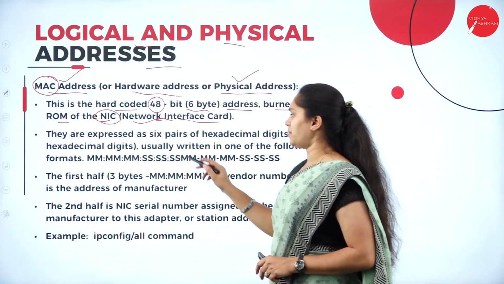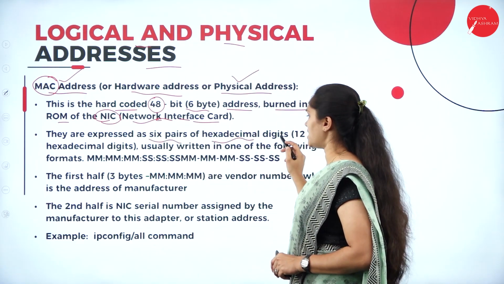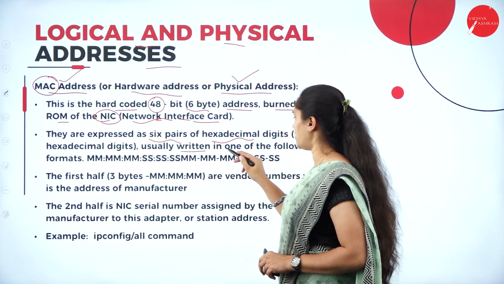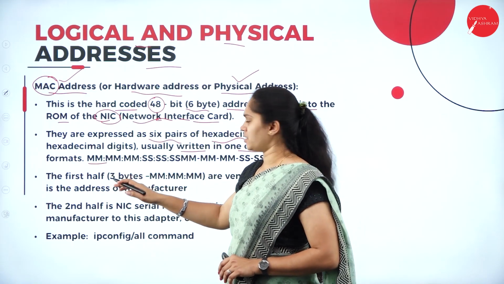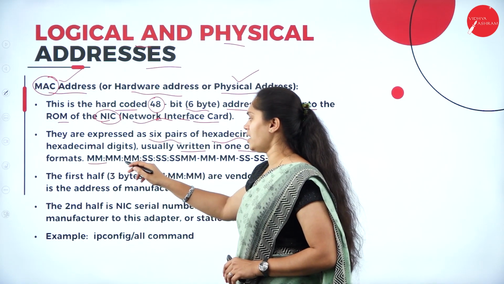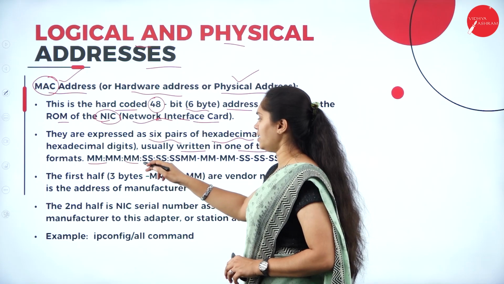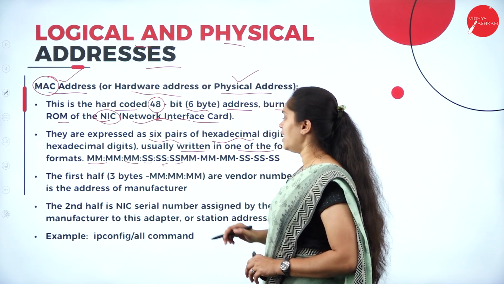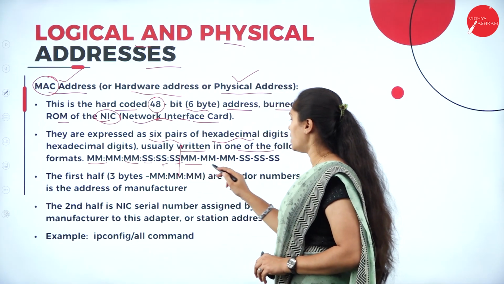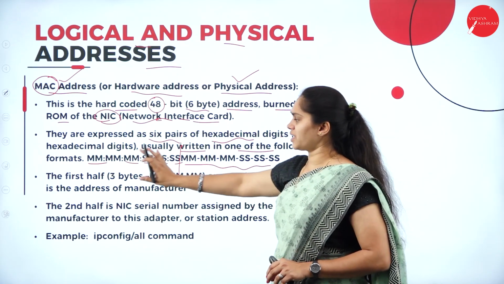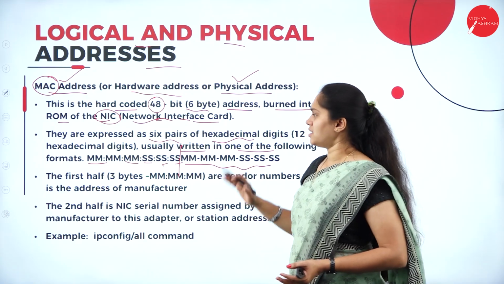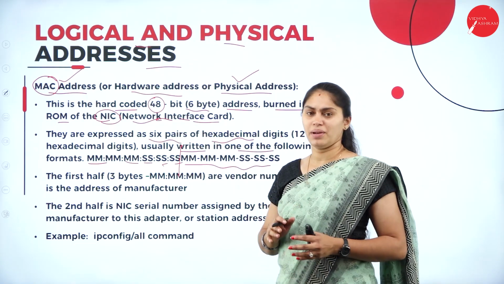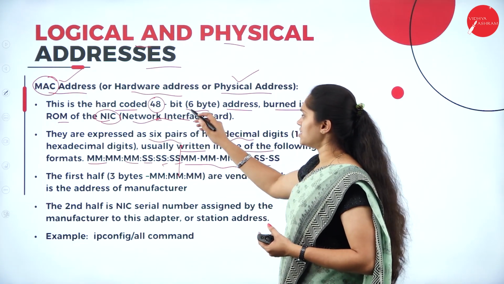They are expressed as 6 pairs of hexadecimal digits, usually written in either of the following formats. Here you can have this format, mm colon mm colon, and so on, like this, or else you can write in this other format. So it can be written in two formats: one is this one and another is this one. In total it is 48 bits, a combination of 6 bytes.